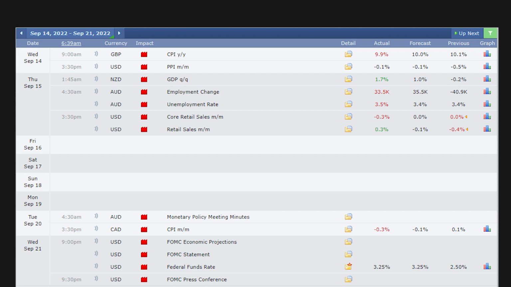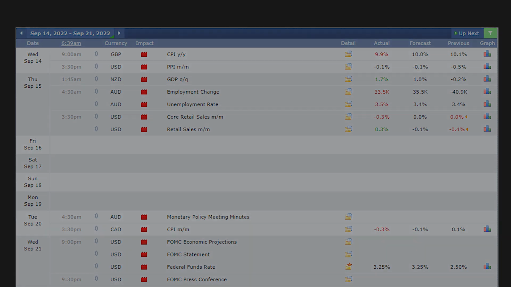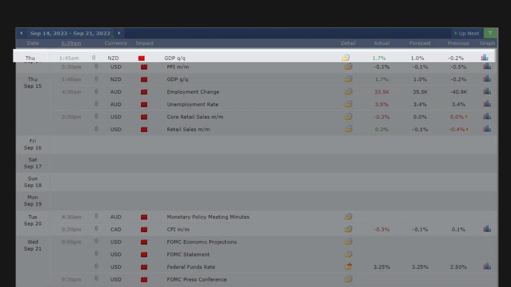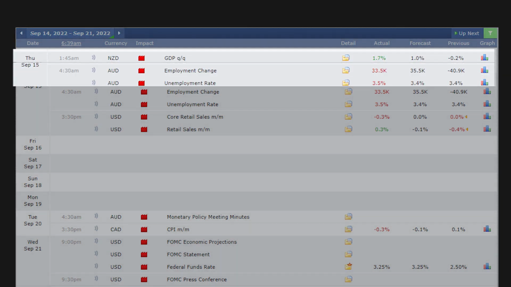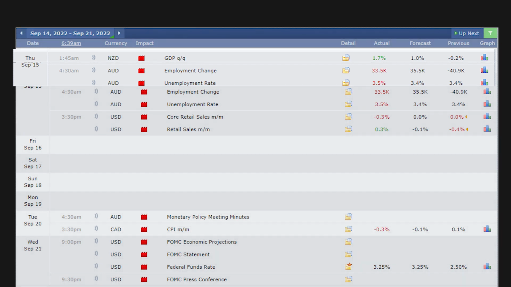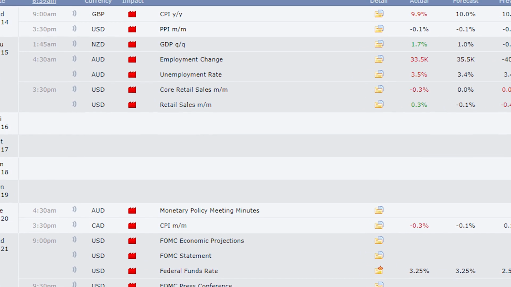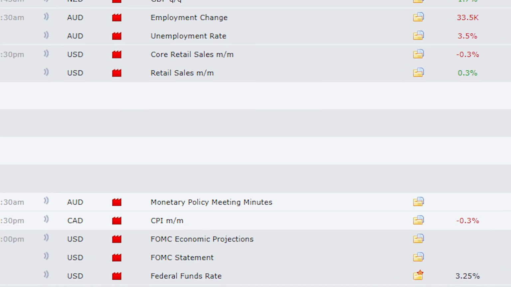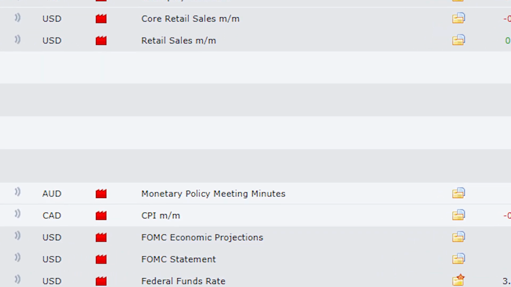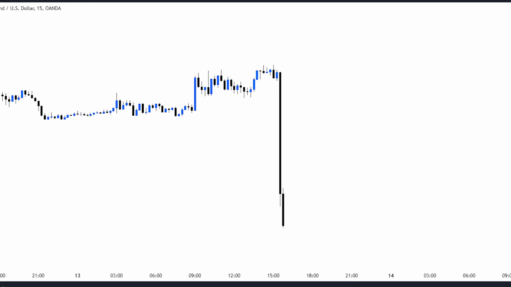Some common ones include economic indicators. These are data points that measure the health of an economy, such as GDP, unemployment rate, and inflation. Interest rates. Changes in a country's interest rates can have a significant impact on its currency's value. Political events. Political instability or major policy changes can impact investor confidence and demand for a currency. News events, natural disasters, major technological innovations, or other major news events can all impact the value of a currency.